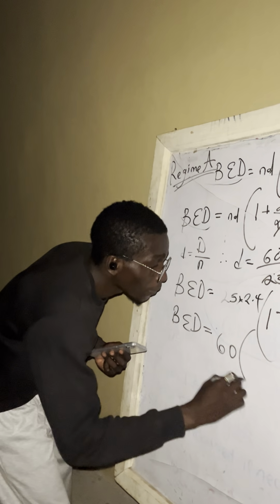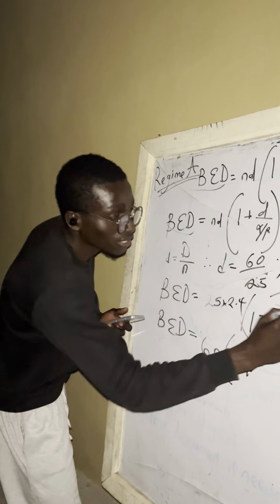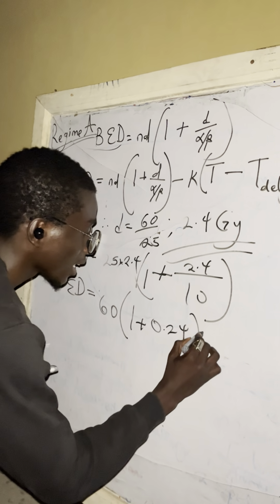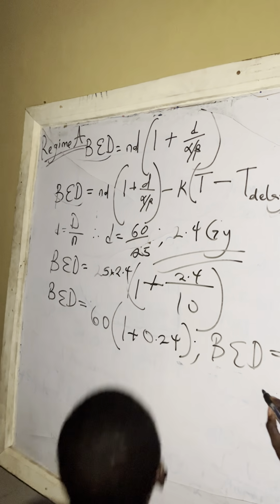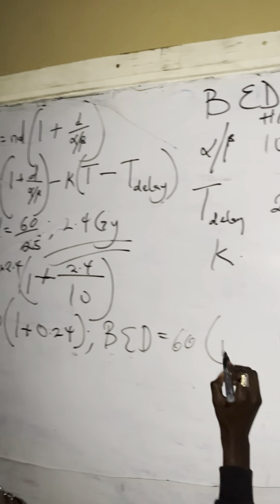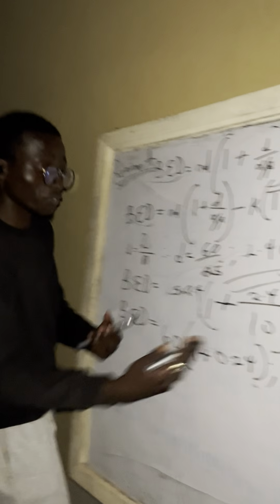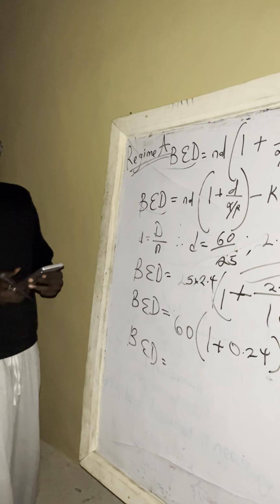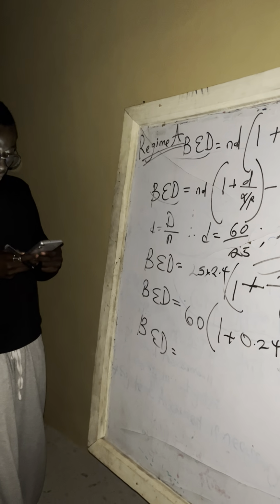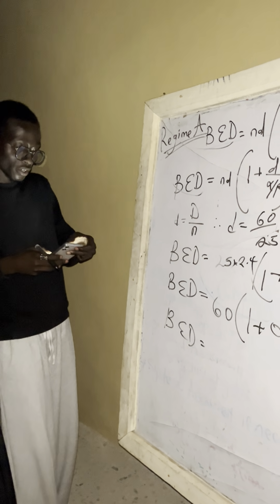So we are going to have 60 into bracket 1 plus this is going to be 0.24, right? So we can say that BED is equal to 60 into bracket 1.24. So our final for the physical BED of the tumor, BED equals, that is 70 point something, so that is 74.4 gray, right?